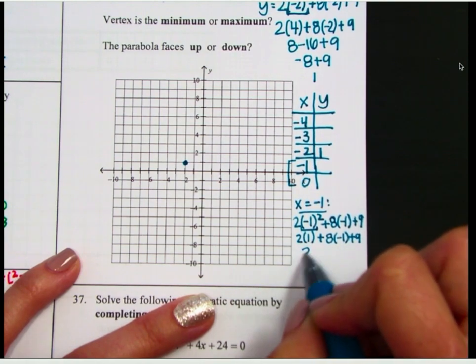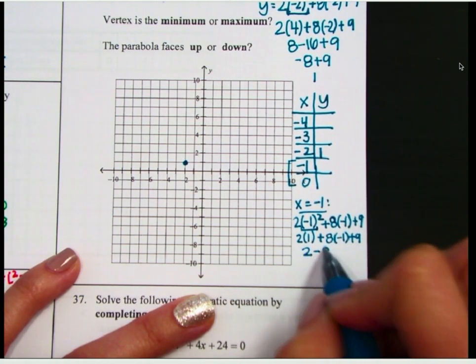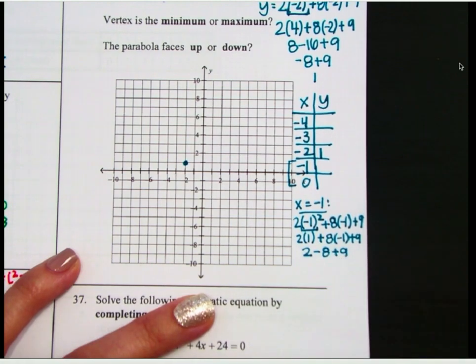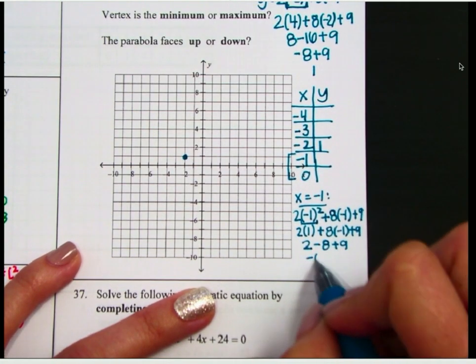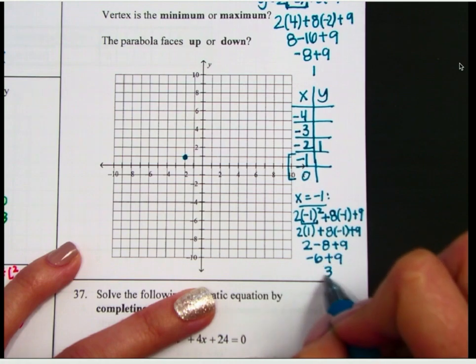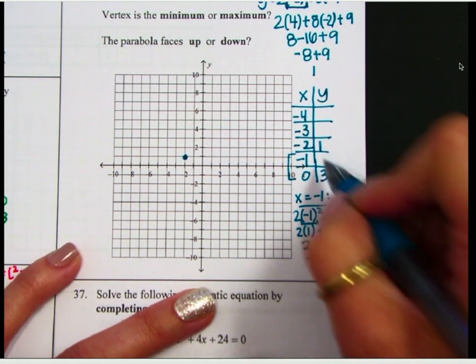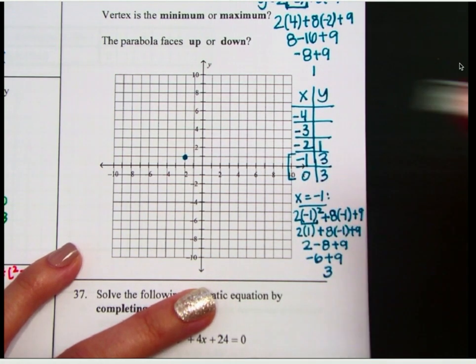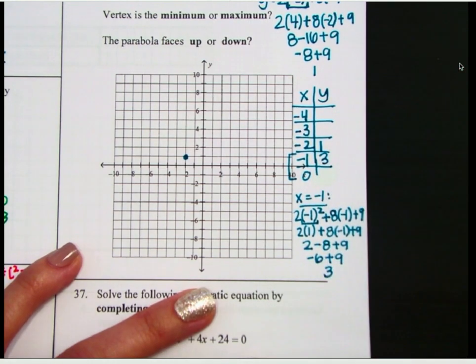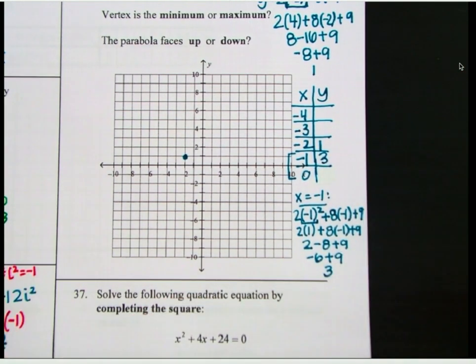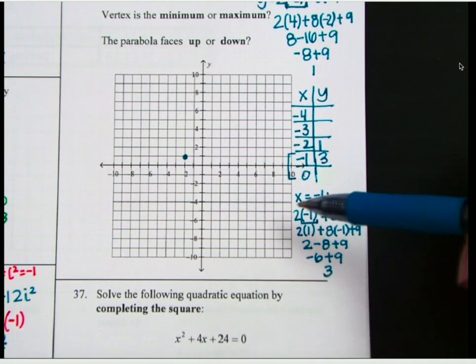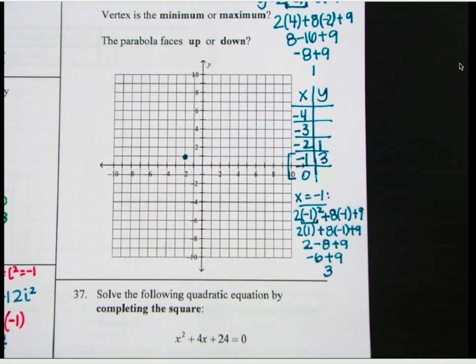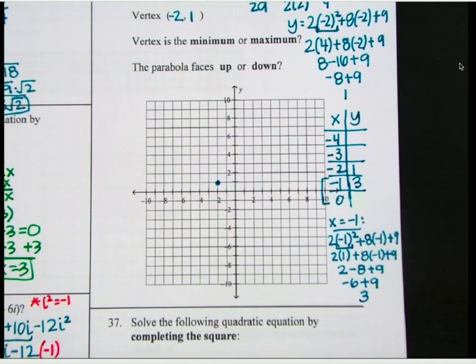2 times 1 is 2. 8 times negative 1 is negative 8. Copy down the 9. 2 minus 8 is negative 6, and negative 6 plus 9 is 3. Whoops. So when I plugged in negative 1, my y value was 3. So now I have another ordered pair, negative 1, comma 3. Now I'm going to plug in 0.